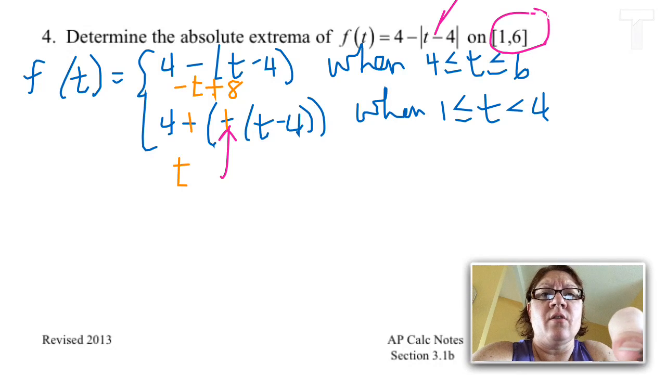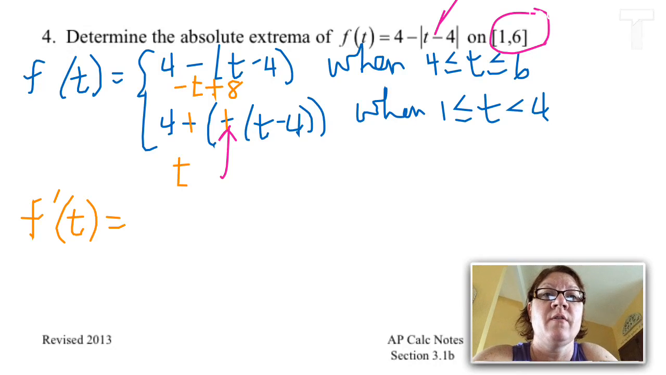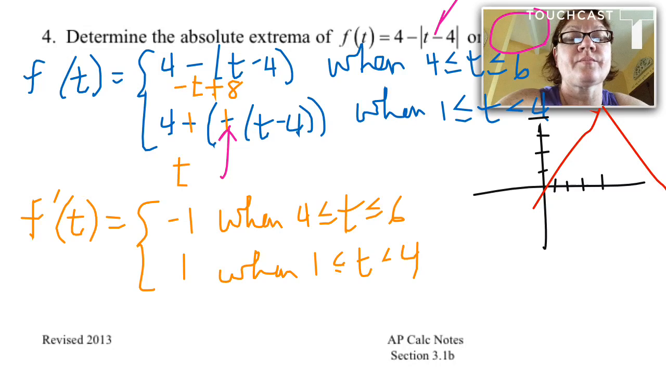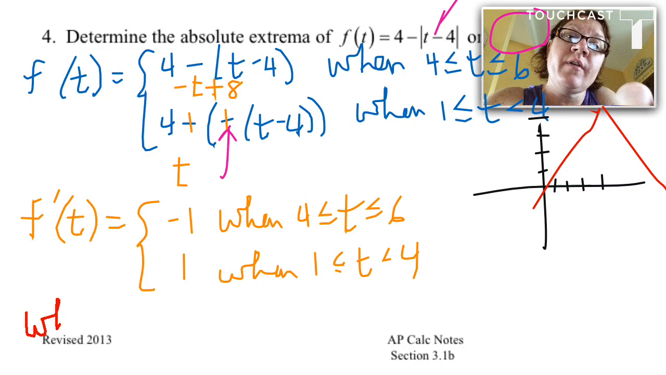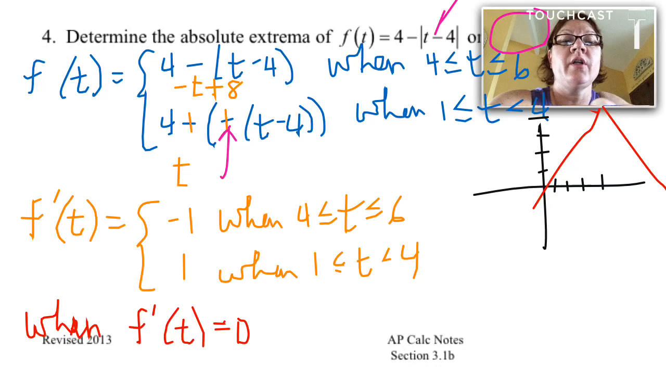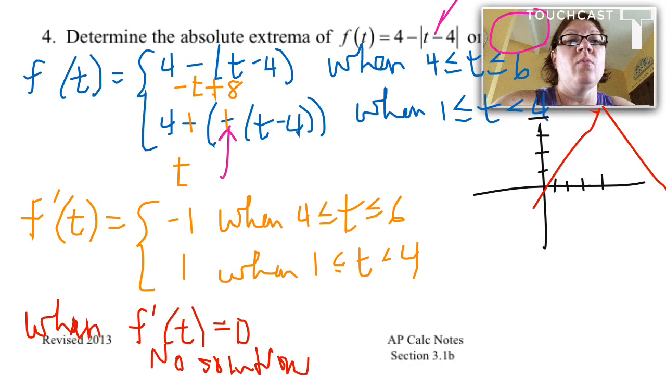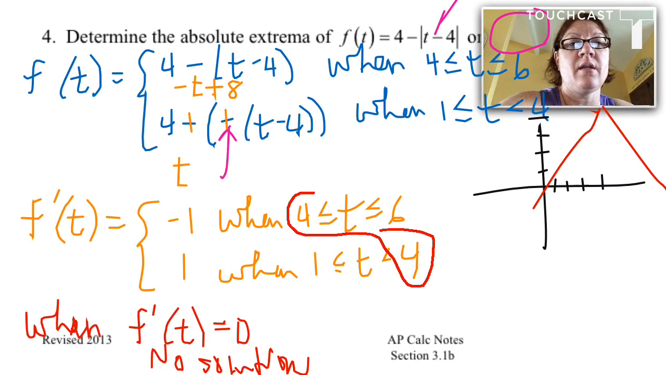Okay, so now I'm ready to take the derivative. Pause the video if you are peeking now and see if you can take the derivative of both pieces. So now that I have the derivative, hopefully you got those two values, I'm interested in when it is equal to 0. Well, clearly I can see it's never equal to 0. It's either equal to -1 or 1, so this is no solution. And when is it undefined? Well, the part where I might be most interested is what happens where it's connecting.